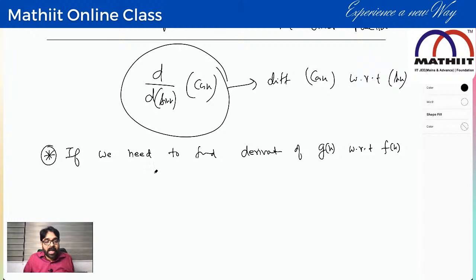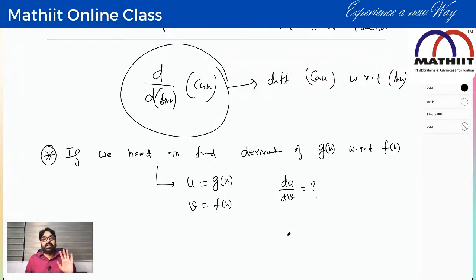Watch it carefully. Always assume one function as u and the other function as v. So suppose u is g x and v is f x. They are asking you to differentiate g x with respect to f x. To read it like this, no? They are asking you to differentiate u with respect to v. Meaning, they are asking what is du by dv?